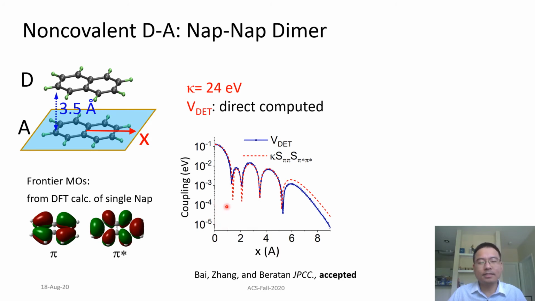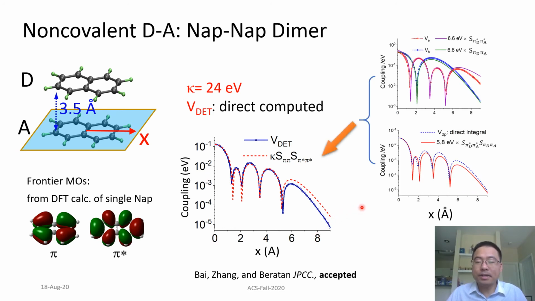All the oscillation shapes are reproduced, and even the magnitudes are excellent if the distance is not too large. And this is because both the charge transfer coupling and the two-particle coupling can be reproduced very well by the corresponding overlap terms, so that each part of the Dexter energy transfer coupling can be described very well by the overlap.